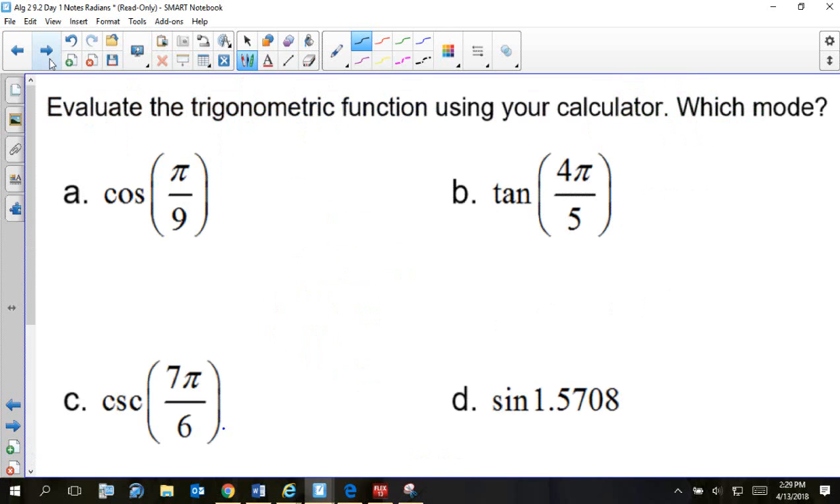All right, last section is evaluating a trigonometric function using your calculator. Ooh, it's your calculator. You know, it's on there. Isn't it right above the chart? Okay. It's just not up and down because I couldn't fit it. Yeah, I couldn't fit it on the page that way.